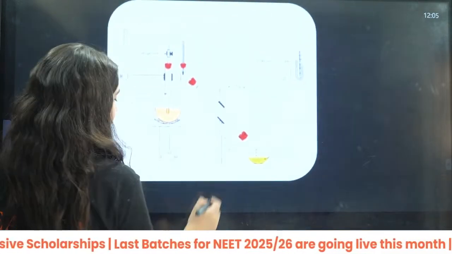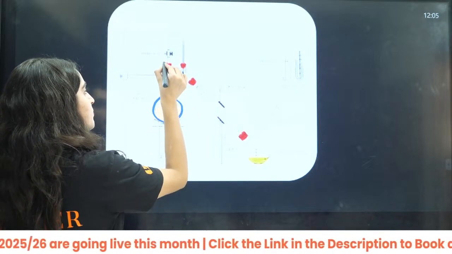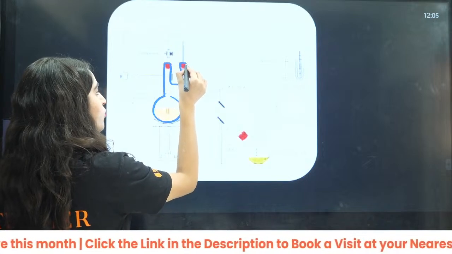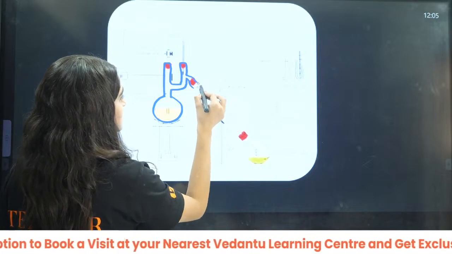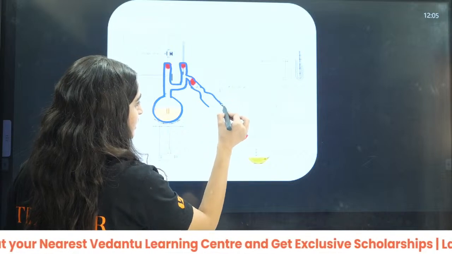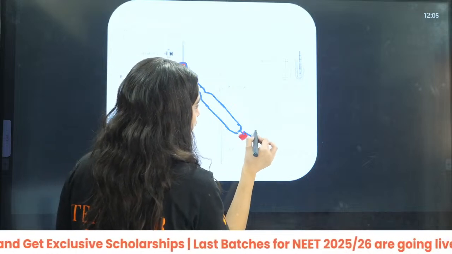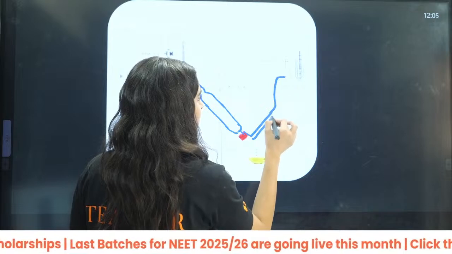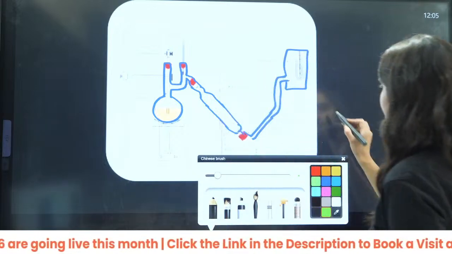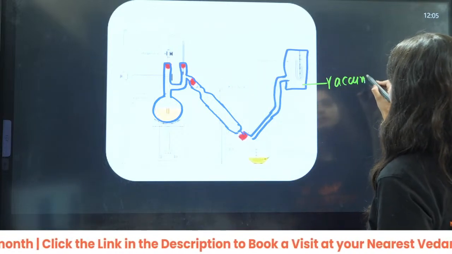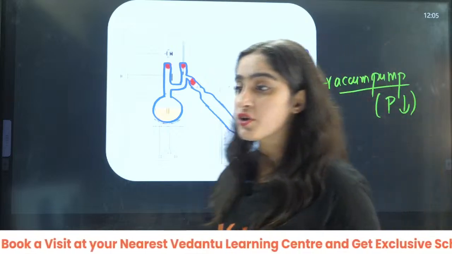So this is your diagram. Here you have your round bottom flask. This is very important, and this is not just a normal round bottom flask. What we have here is your condenser. See this very carefully. To this condenser you have the attachment of one thing, that is your vacuum pump, which reduces the pressure.